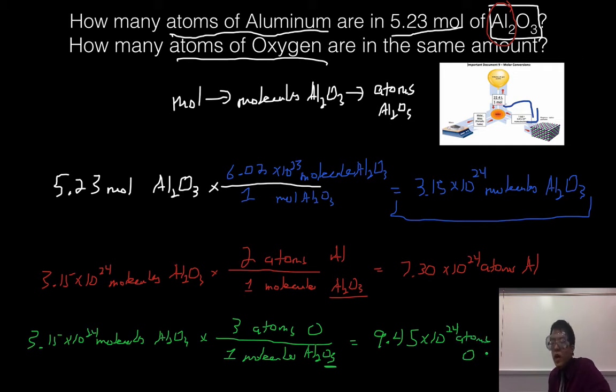And so what I've done is I figured out exactly, I had 3.15 times 10 to the 24th molecules of Al2O3. Each of those molecules had 2 atoms of Al, so that gives me 7.30 times 10 to the 24th. And then each molecule of Al2O3 had 3 atoms of O. And that's how I figured out how many atoms of oxygen I had in total. Just something to think about as we go further.